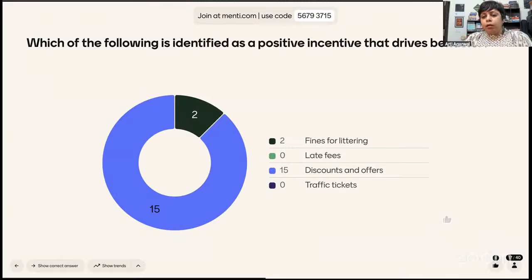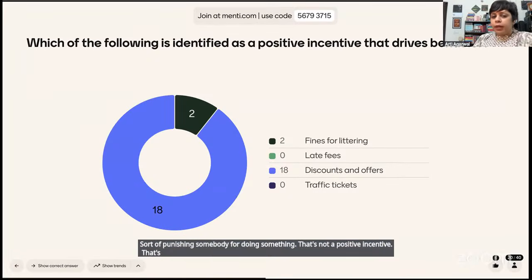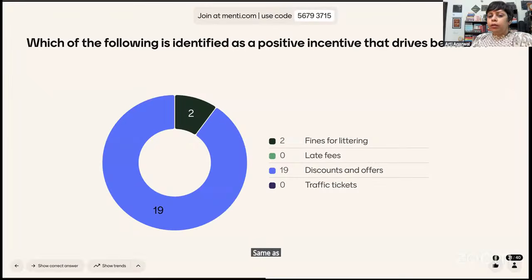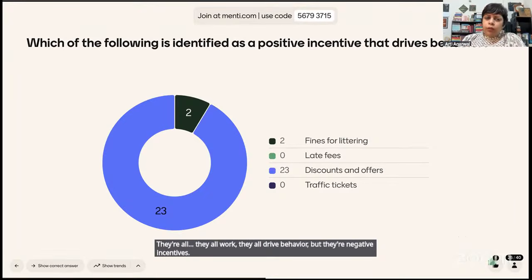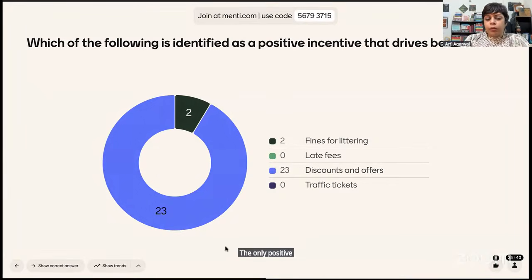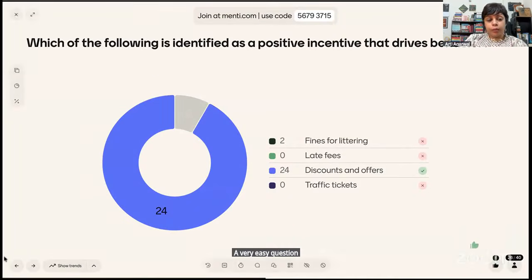Fines are sort of punishing somebody for doing something. That's not a positive incentive. That's a negative incentive. Same as late fees or traffic tickets. They're all kind of like a fine. They all work, they all drive behavior, but they're negative incentives. The only positive incentive here is discounted offers. A very easy question actually, but I don't know why two people got it wrong.